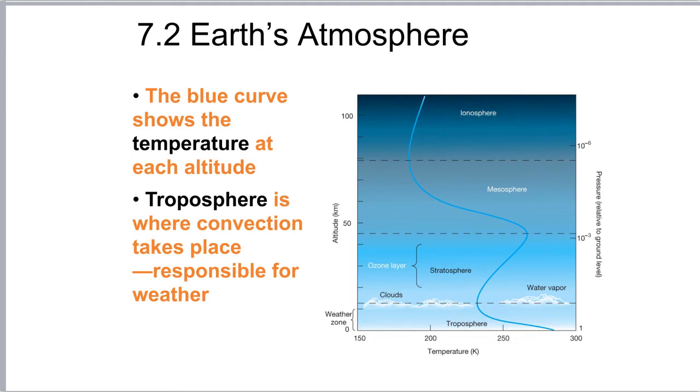Now what's interesting is that the troposphere, the region that basically is where the cloud level is and below, that's the region of the atmosphere where weather takes place. The stratosphere, which is the next level up, that's where the ozone layer is contained. And the ozone layer, as we talked about, provides protection from the harmful ultraviolet rays of the sun.